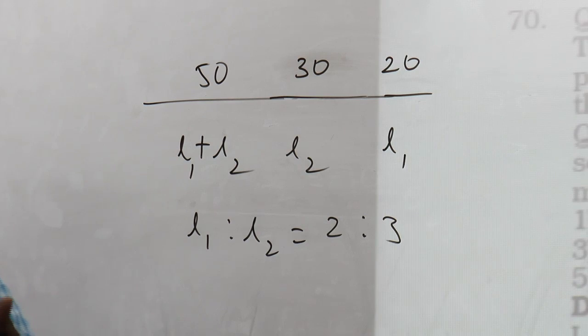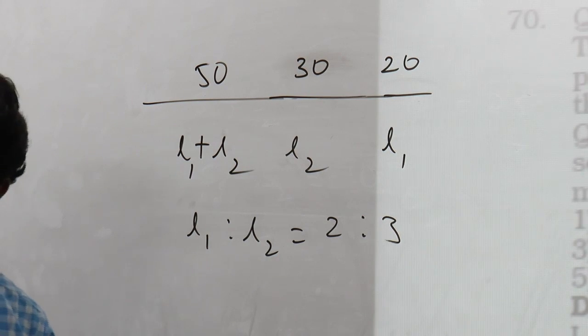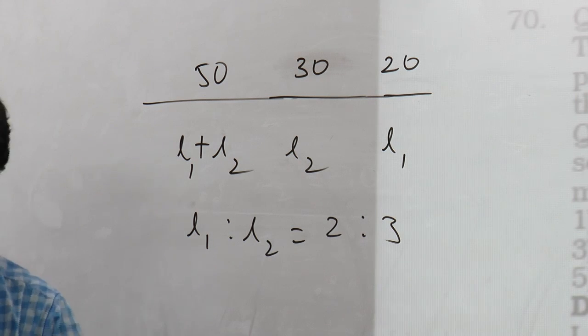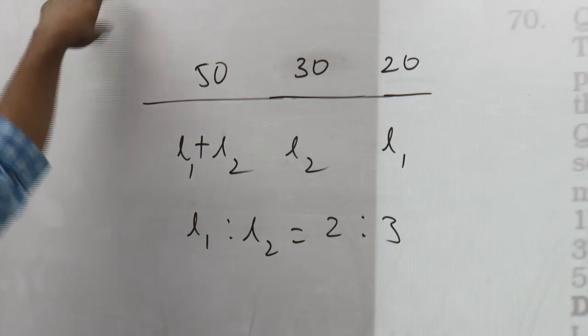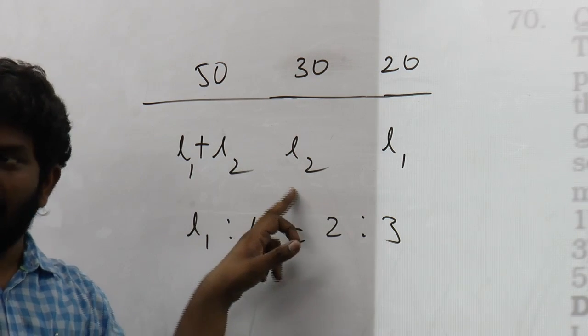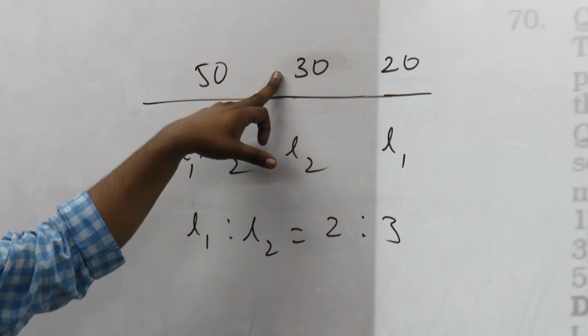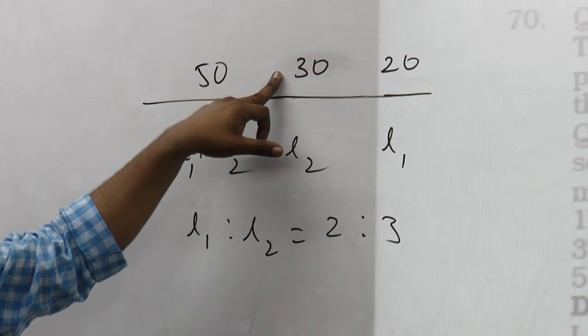And in the second case they said, a person sitting in train A observed he crossed train B in 30 seconds. If a person tries to cross a train, what is the distance travelled in that case? Length of the train. Which train? The one who is sitting or the other train? Other train. That is L2, right? And for that he took 30 seconds.